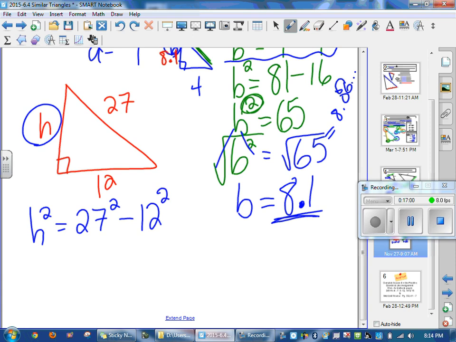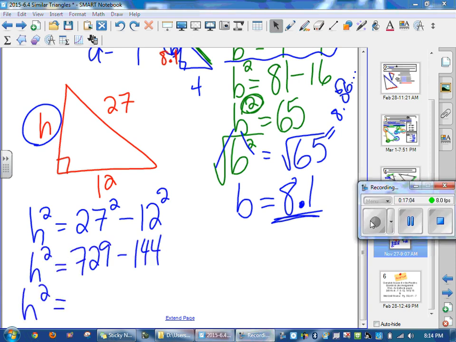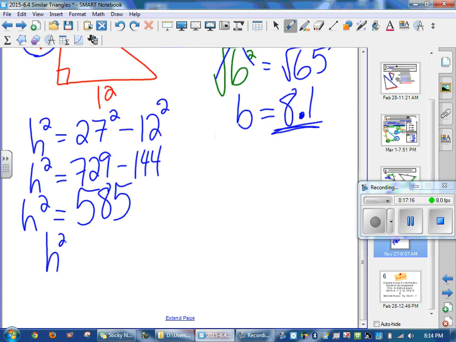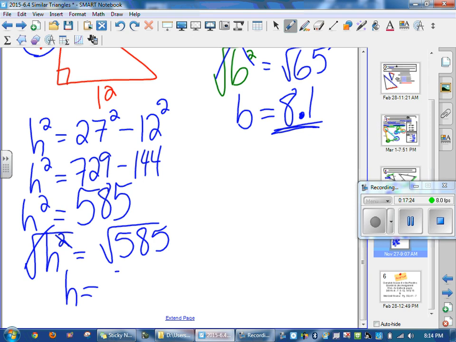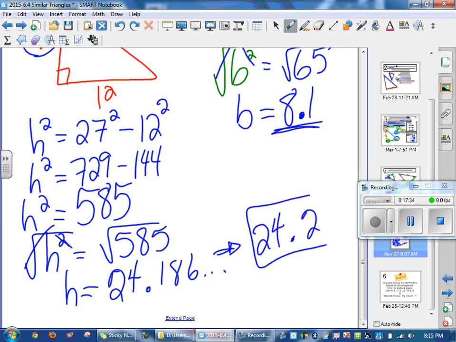Okay, so I gave you a minute to do that. If you take a look, when we subtract those, we're going to get 585. And again, that is H squared. So my very last step, square root the H squared, square root the 585. I'm going to get H equal to 24.186, etc., which rounds to exactly 24.2.